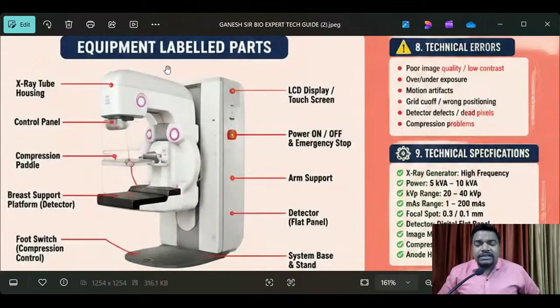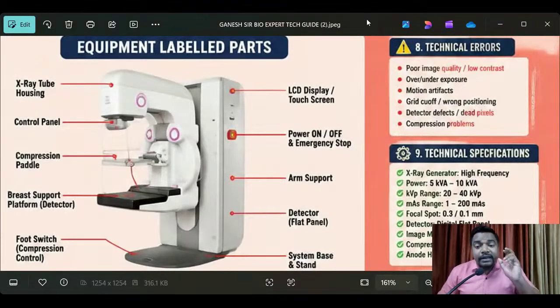And the equipment label types here. See, the mammography equipment label parts. I'm going to show you every part labeled here; everything is visible in my presentation. I hope you got it. Now I'm going to read out the label parts: X-ray tube housing, control panel, compression paddle, breast support platform, detector, foot switch, compression control, LCD display or touch screen, power on or off, emergency stop, arm support, detector flat panel, and system base stand.